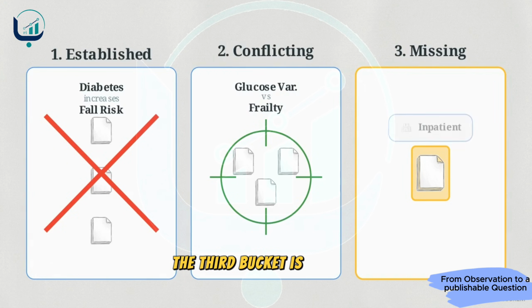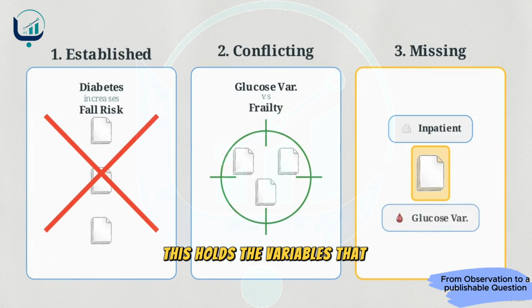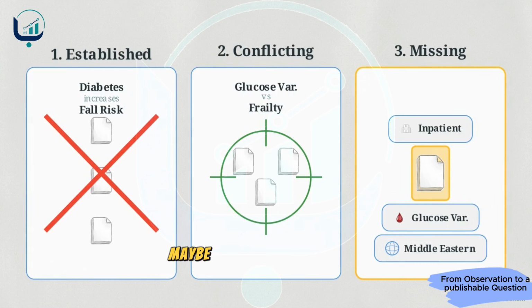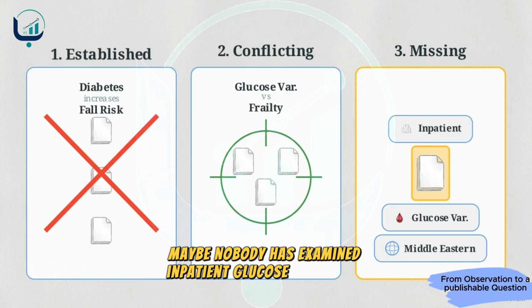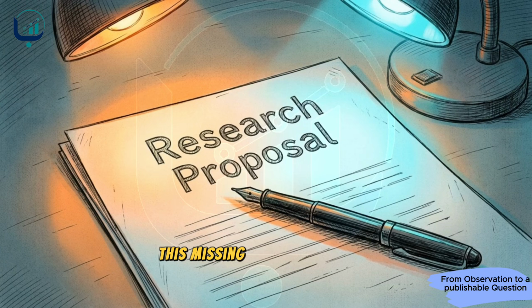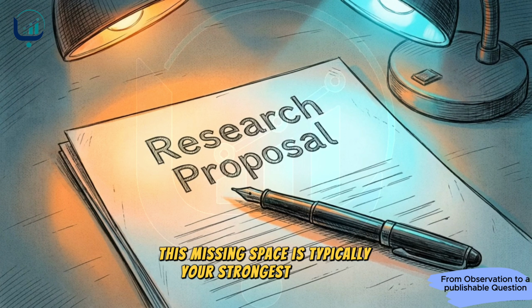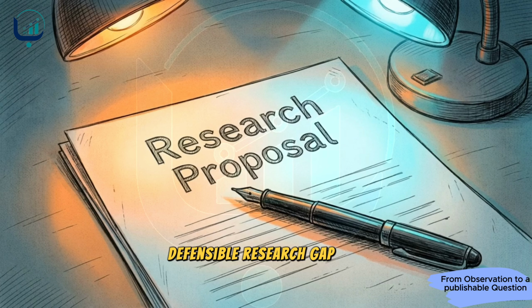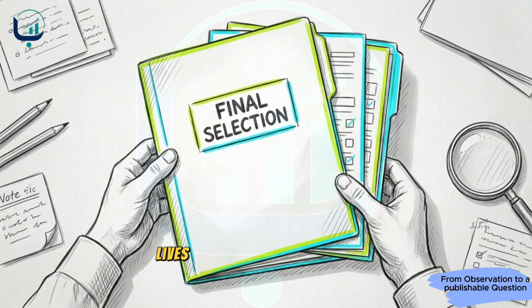The third bucket is missing. This holds the variables that researchers simply haven't tested yet. In our diabetes example, maybe nobody has examined inpatient glucose variability specifically within Middle Eastern hospital settings. This missing space is typically your strongest possible location for a highly publishable, defensible research gap. The defensible gap lives in those second and third buckets. This approach changes the focus of the literature review from exhaustive reading to objective-driven sorting.